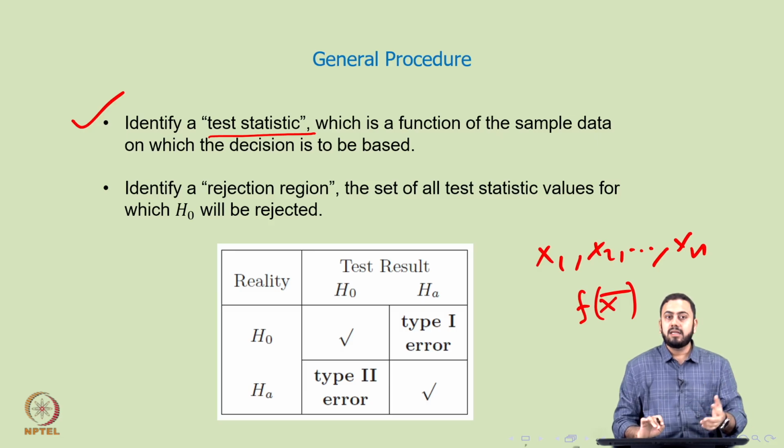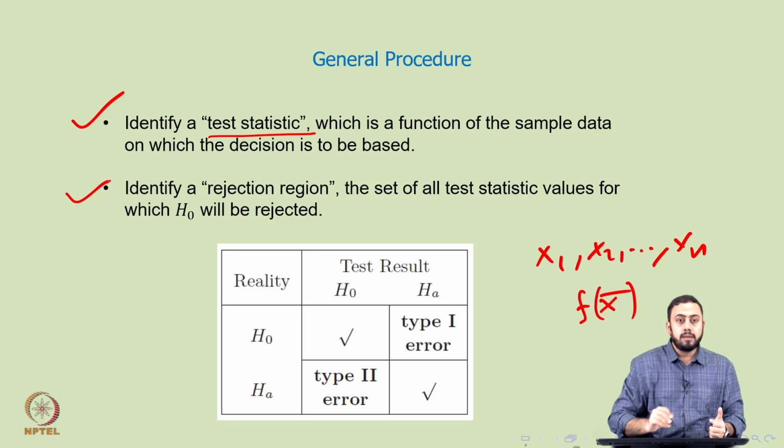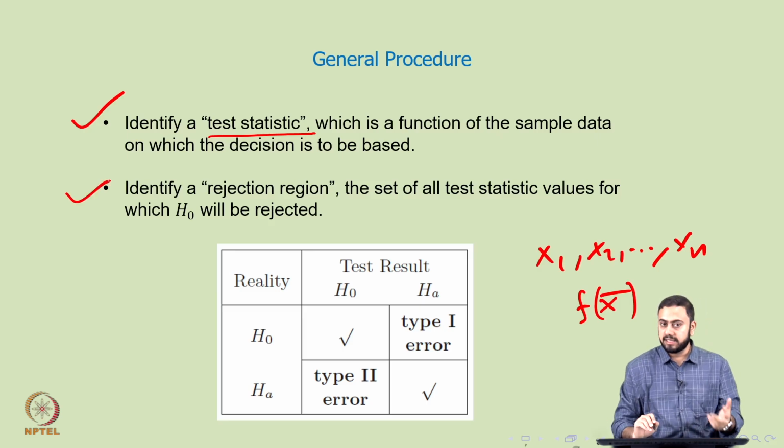Anyways, but then the second step, once you identify H naught and HA, is to identify a suitable test statistic, which is nothing but a function of the sample data on which the decision is to be based. Then the third important point, once you identify a test statistic, is to identify a rejection region.